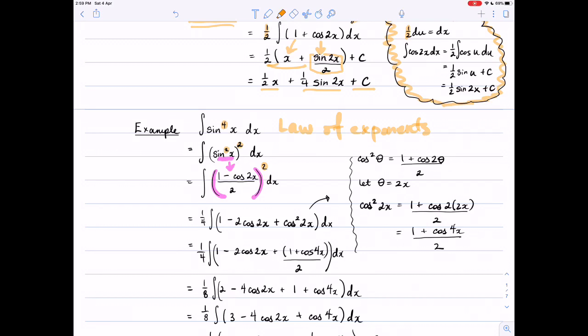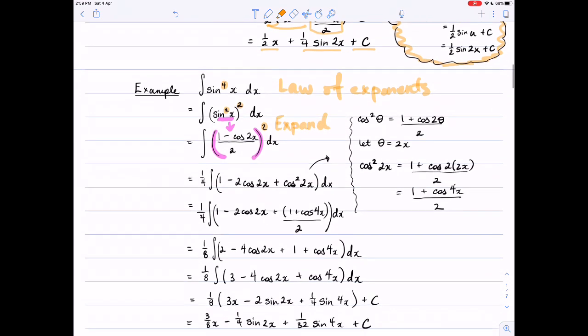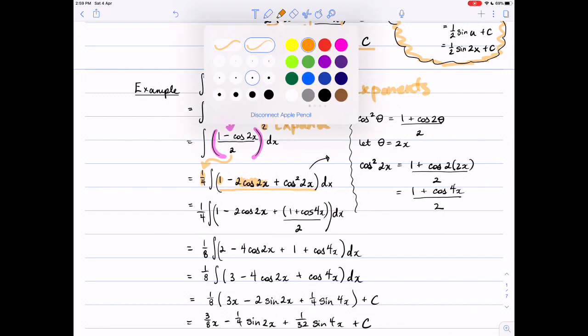And so this is going to be something that we have also done in the past, one of our toolbox techniques. We are going to expand that square. If we expand that square, the 1/2 becomes 1/4 in front, 1/2 squared. Expand the square and you get here 1 minus 2 cos 2x plus cos squared 2x. Now this part is fine, we can anti-differentiate that. This part is fine, we can anti-differentiate that. But what do we do over here?